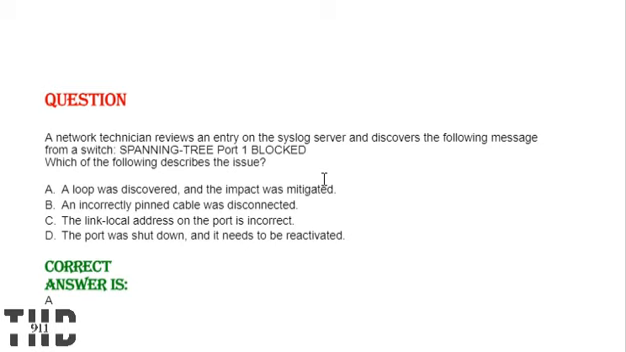The network technician reviews an entry on the syslog server and discovers the following message from the switch: Spanning tree port 1 blocked. Which of the following describes the issue? Option A, a loop was discovered and the impact was mitigated. Option B, an incorrectly pinned cable was disconnected. Option C, the link local address on the port is incorrect. Option D, the port was shut down and it needs to be reactivated. The correct answer is option A.